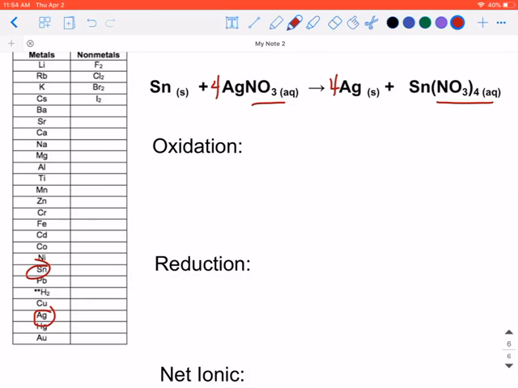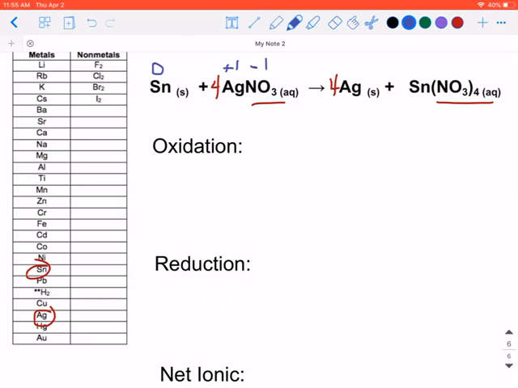In order to write our oxidation and reduction half reactions, we have to look at the charges. We have tin all by itself on the reactant side, not bonded to anything, so that charge is going to be 0. On this side, silver is a transition metal located in the D block, so we have to determine its charge based on the thing that it is bonded to. Nitrate, which hopefully you have memorized as well, has a -1 charge. So in order for silver to cancel out that -1 charge, it has to be +1.